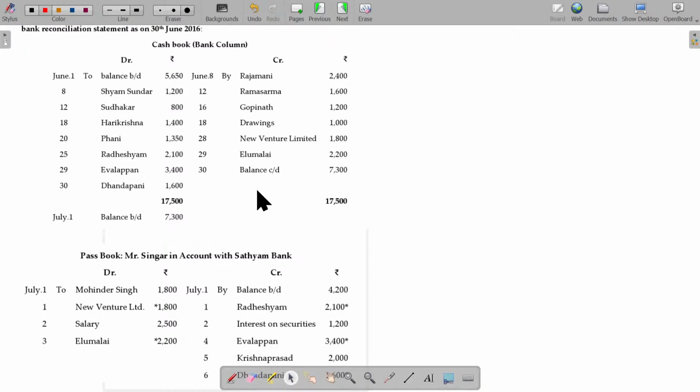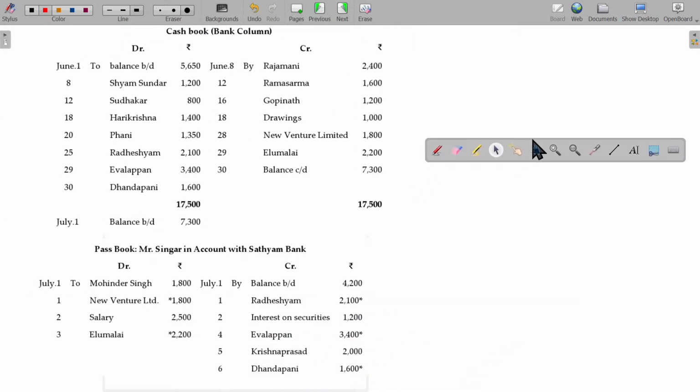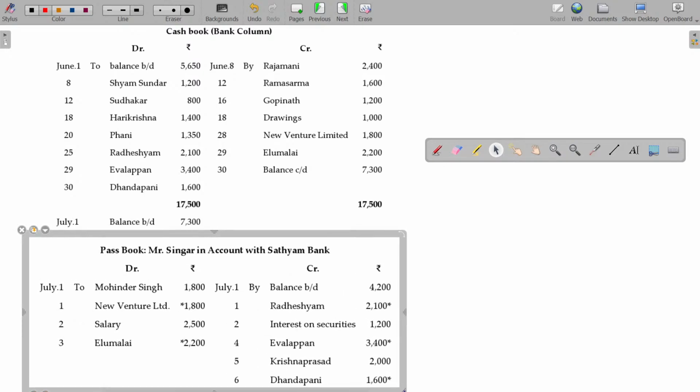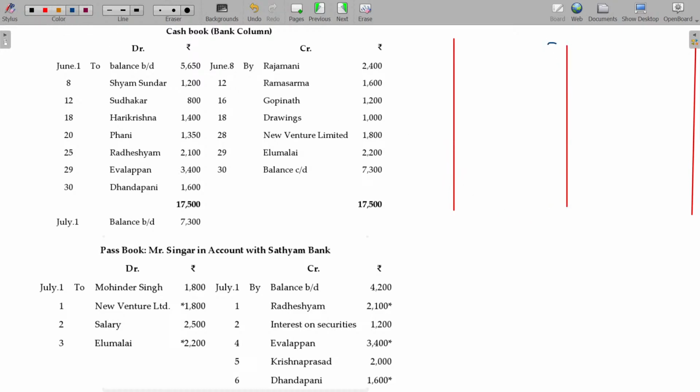And the passbook of Mr. Singar, prepare the bank reconciliation statement as on 30th June 2016. Is that okay? So now the beautiful illustration. This is cash book. This is passbook. And we open a rough work also. Very simple. I'll do it this way. Cash book, passbook, debit side and credit side. This is receipt side. This is payment side.